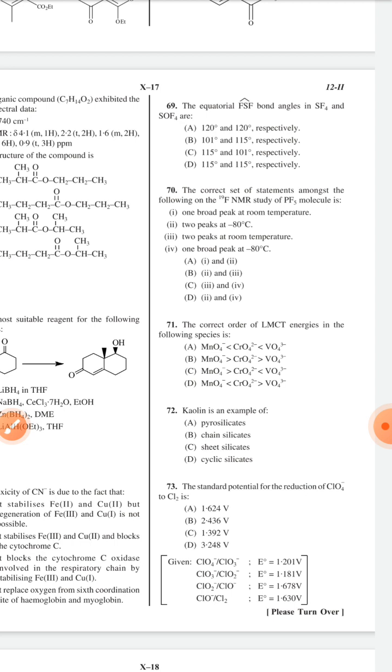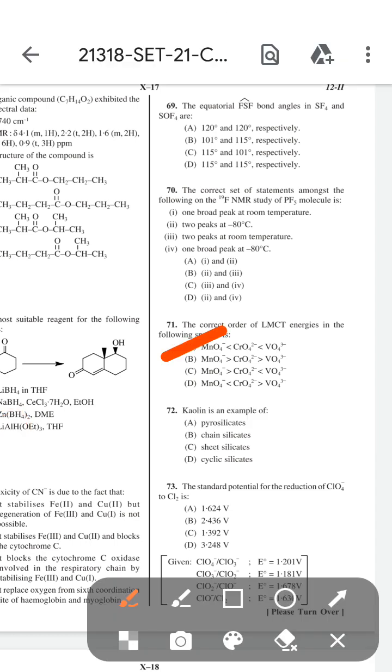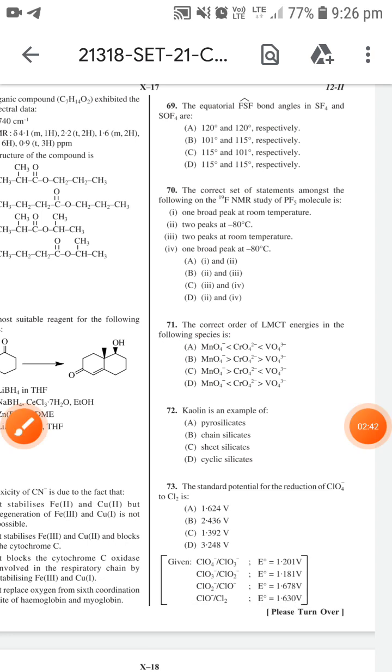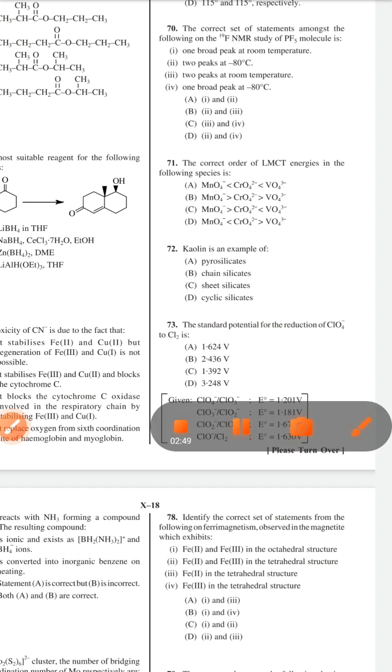Question 71. The correct order of LMCT energy in the following species is. Here the correct option is option A. It is also from spectroscopy or coordination compounds. Next, 72. Choline is an example of a sheet silicate. Option C.